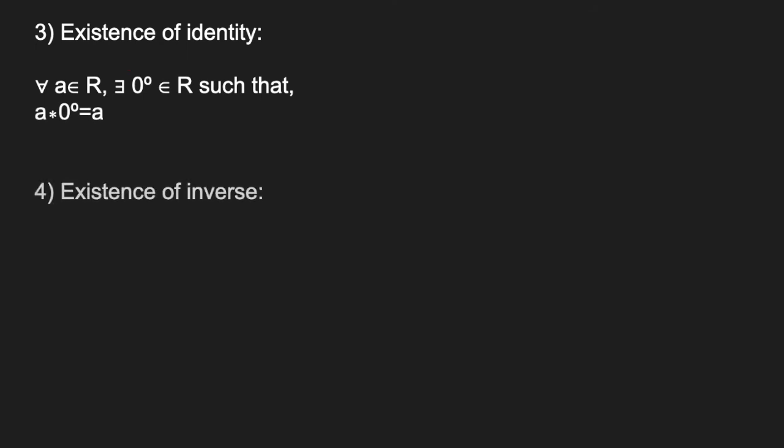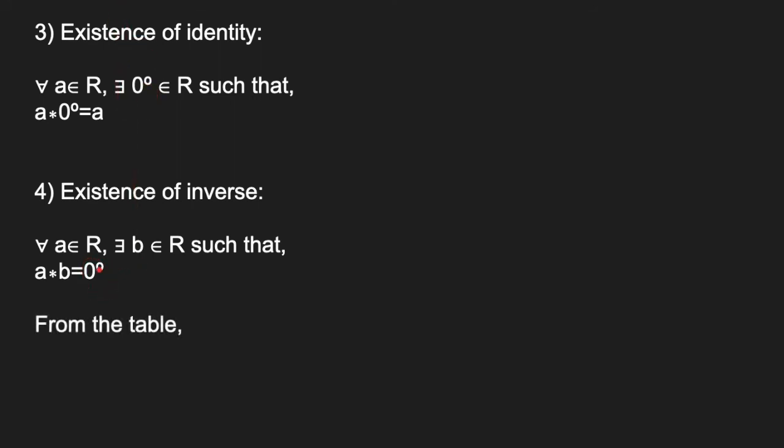Third, existence of identity. For every A belongs to R, what will be the identity? 0 degree will be the identity, such that A star 0 degree is A itself. Next, existence of inverse. Now here, for every A belongs to R, there exists B such that A star B equals identity, but here identity is 0, so it is 0 degree.